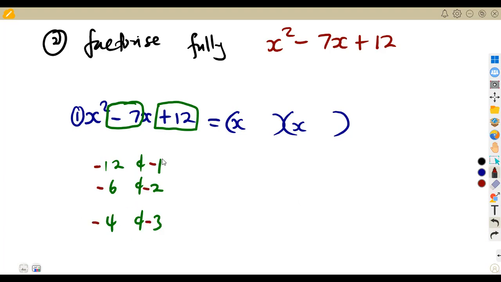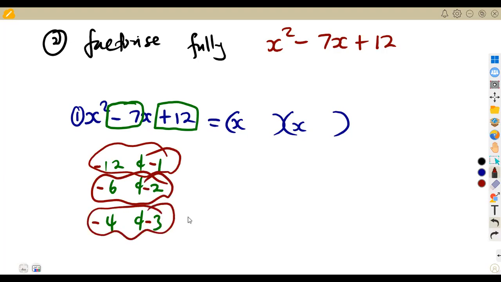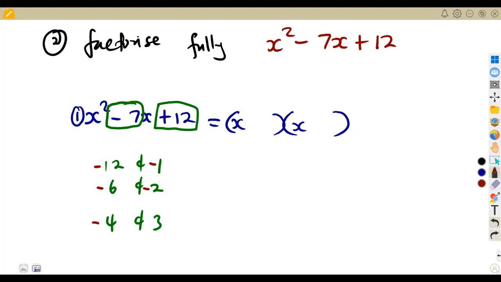So now I have to test these values. I have to add here and see if I get a -7. Add here and see if I get a -7. Add here and see if I get a -7. Just like I showed you on the calculator, this one is going to give us -13. This one is going to give us -8. And this one is going to give us -7, which is exactly what we want in this case. So we are going to consider this -4 and -3.